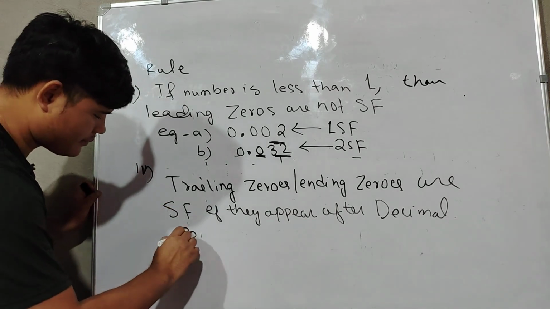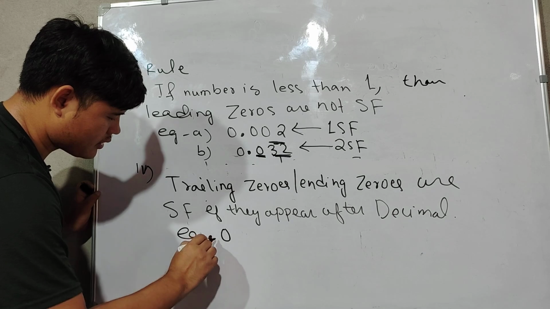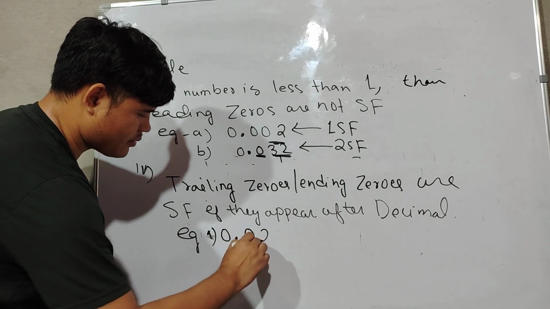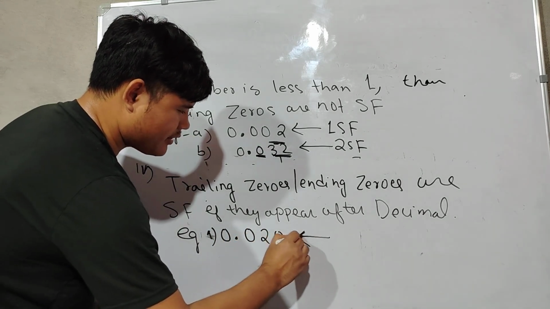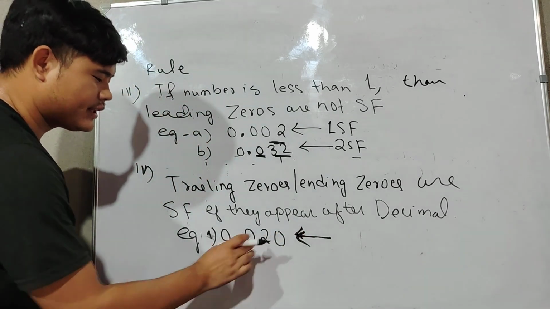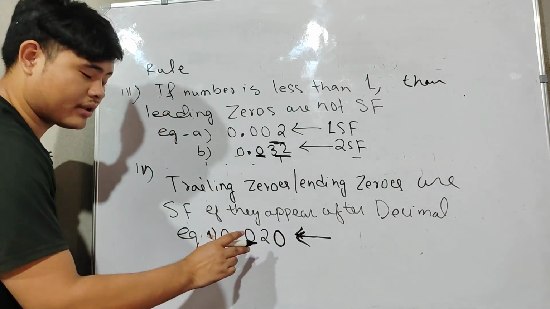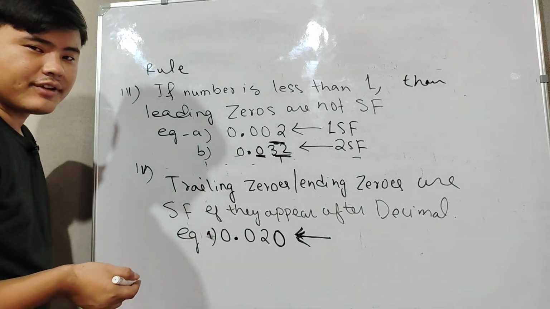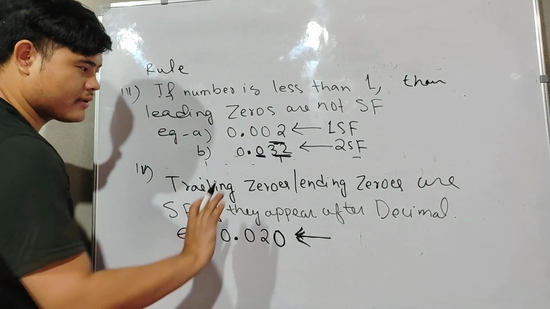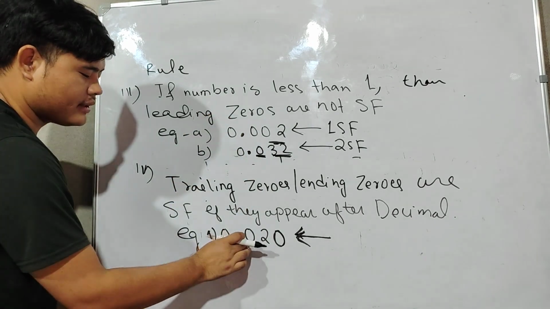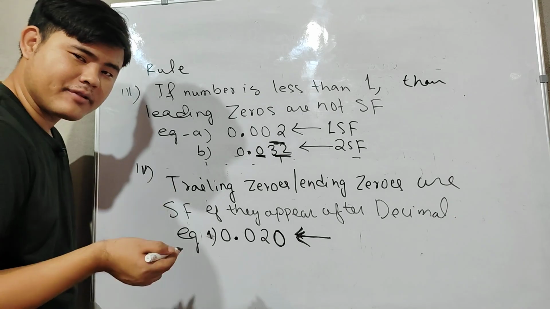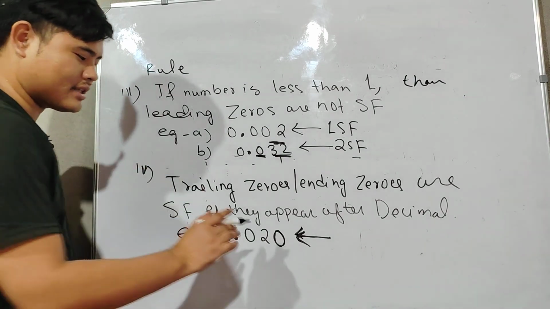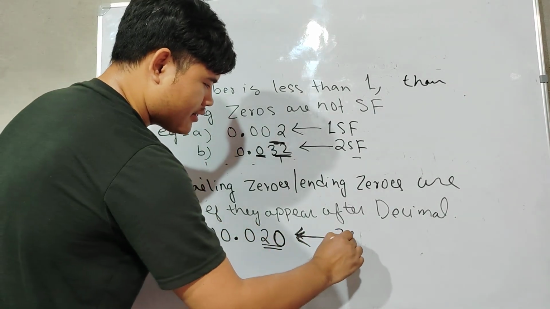Example A, suppose 0.20. Tell me how many significant figures are here. See here, this 0 is appearing after the decimal, so this 0 will be counted as a significant figure. The starting 0 will not be counted because in rule number 3 we learned that starting zeros are not significant if the number is less than 1. But if it is at the last, then it will be counted. So here we have 2 significant figures.